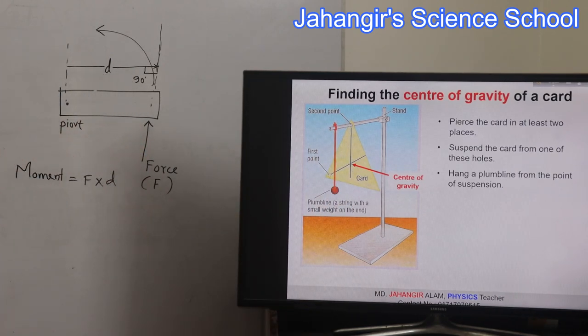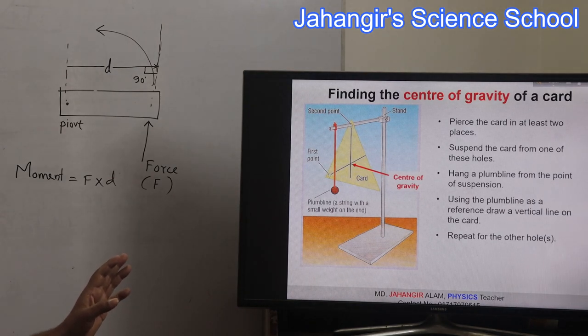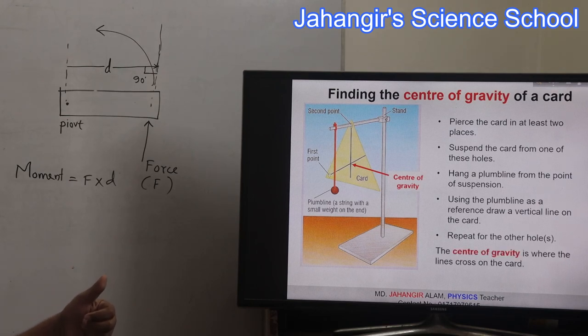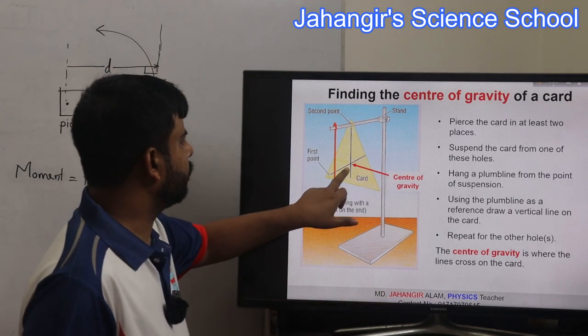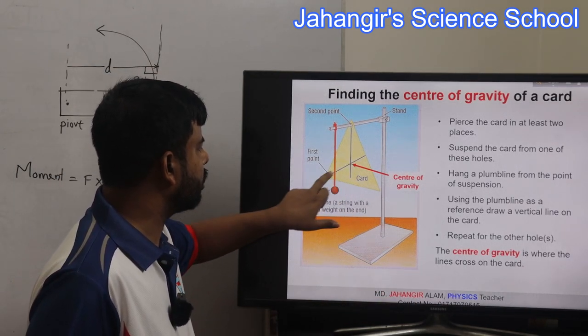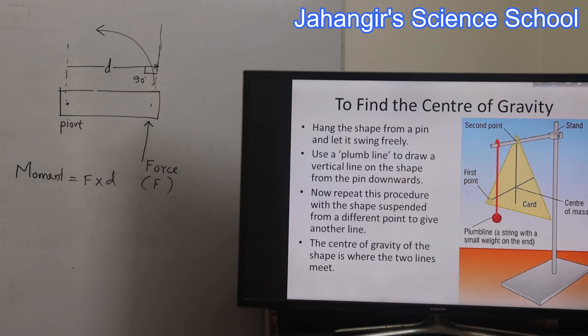So hang a plumb line from the point of suspension and, using the plumb line as the reference, draw a vertical line on the card, and repeat for the other holes. The center of gravity is where the lines cross. So this one is the center of gravity, because two lines intersect at that point.